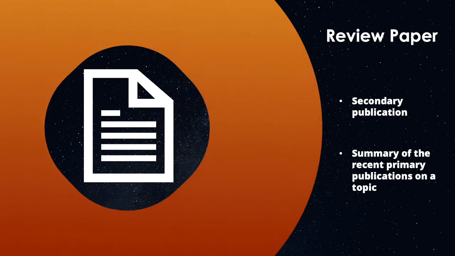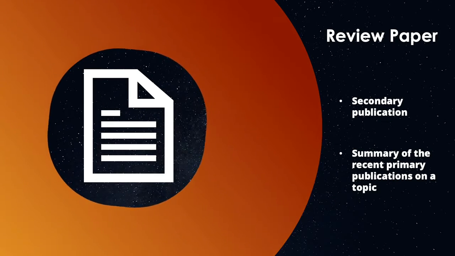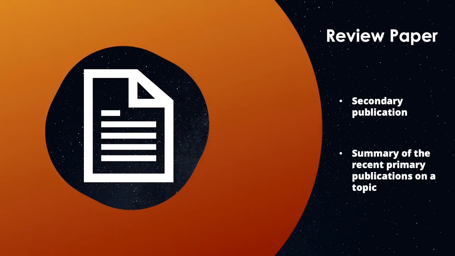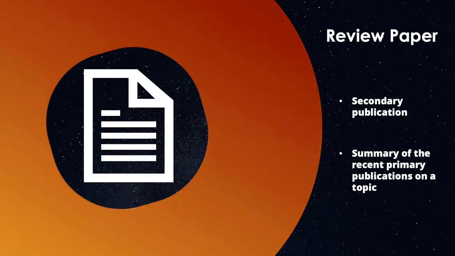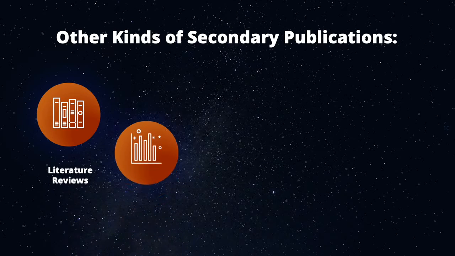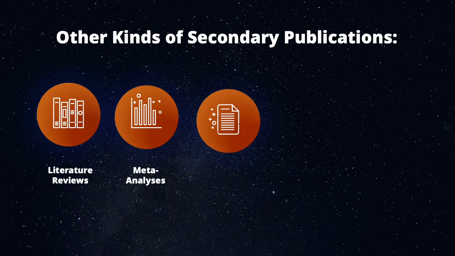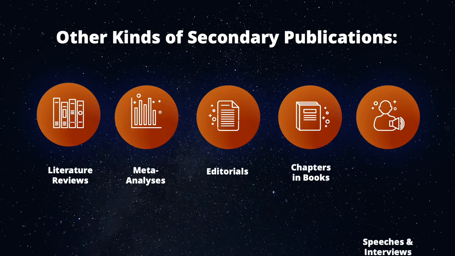The goal of a review paper is to identify the recent progress that has been made in the field, to shed more light on the gaps in knowledge, as well as to recommend various ideas on how to further contribute to the field. Other kinds of secondary publications include literature reviews, meta-analyses, editorials, chapters in books, and speeches and interviews.